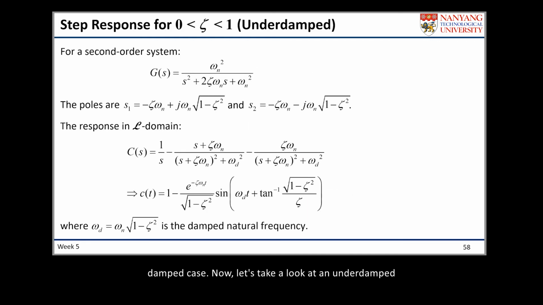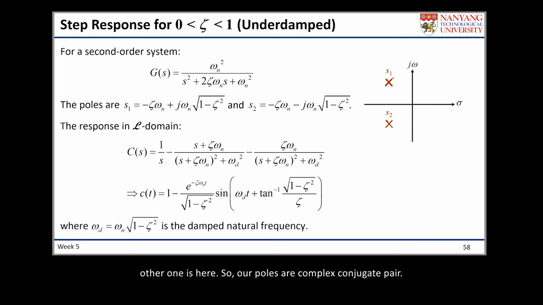Now, let's take a look at the underdamped system. What is the step response of an underdamped second order system? We discussed that before. For an underdamped second order system, we will have a complex conjugate pair of poles, right? One is here, the other one is here. So our poles are a complex conjugate pair. We are going to analyze the step response. So how do we do that?